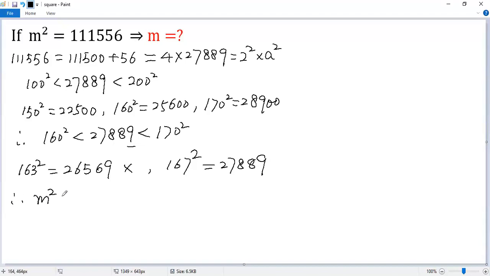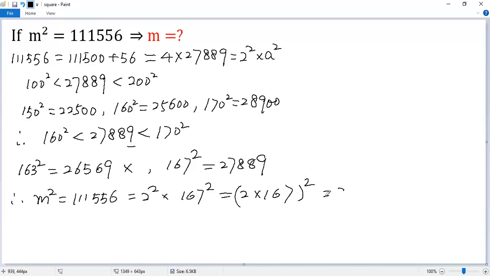So m squared equals 111,556. We can write it as 2 squared times a squared, and a now equals 167. So we get 2 times 167 squared, which is 334 squared. Taking the square root of both sides, we get m equals 334 or negative 334.